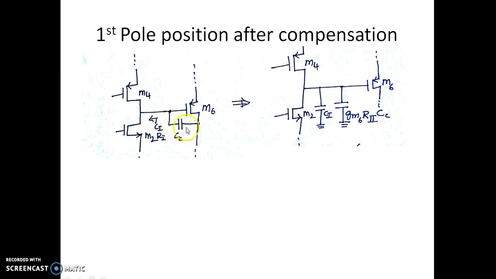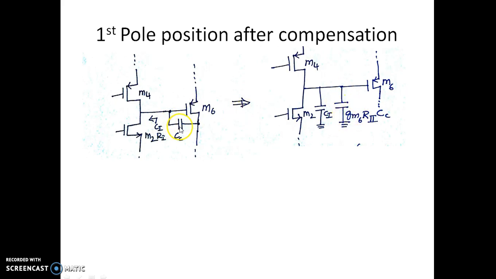So because of Miller's theorem, we can write this Cc, which is floating here, onto the input side as the gain of this stage. The gain of this stage is actually GM6 into R2. So that's what I'm writing. This Cc, which is there between the gate and the drain, is now replaced between gate and the ground here.